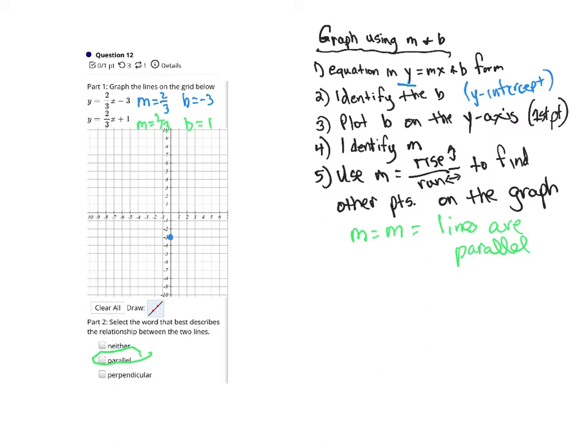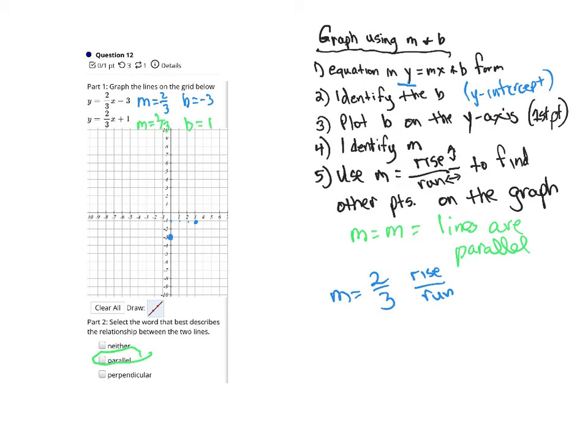Then the m, which is 2/3, so m equals 2/3, we're going to use that to find the other points. Remember, it's rise over run. 2/3 is not a point on the graph. It's what we do to get to the next point. Remember, the top number is up and down. The bottom number is left and right. They're positive. So from this -3, we will go up 2 spaces and then over 3. That's going up in a positive direction and to the right in a positive direction.